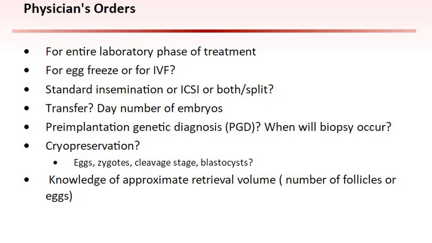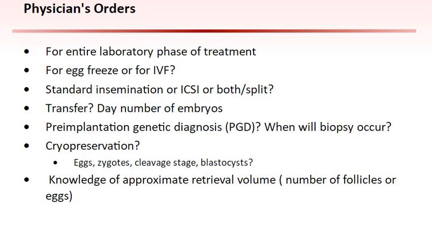The orders should include the intent of oocyte retrieval for oocyte freezing or for fertilization, whether insemination will be via standard co-incubation of the oocytes with sperm or via intracytoplasmic sperm injection, ICSI, or whether some oocytes will have standard insemination and some ICSI, whether the patient is intending to undergo transfer, replacement of fresh embryos from this retrieval, or whether the embryos are all intended for cryopreservation, and at what stage cryopreservation should be performed.